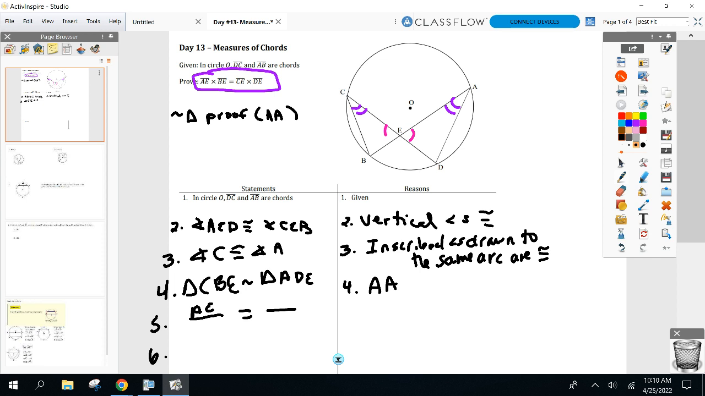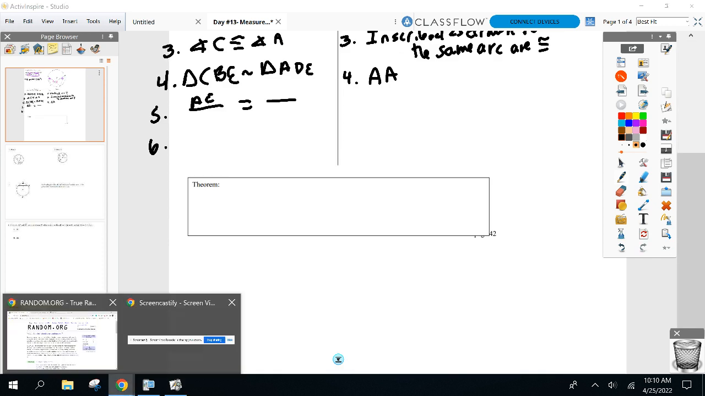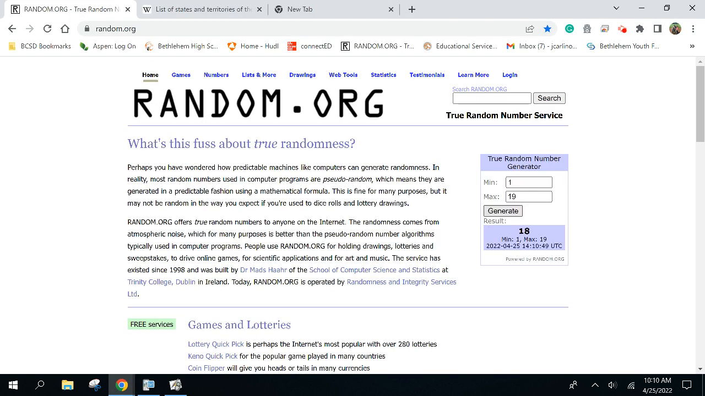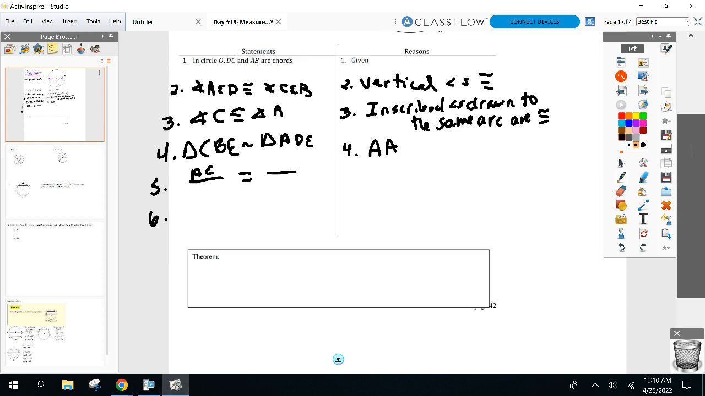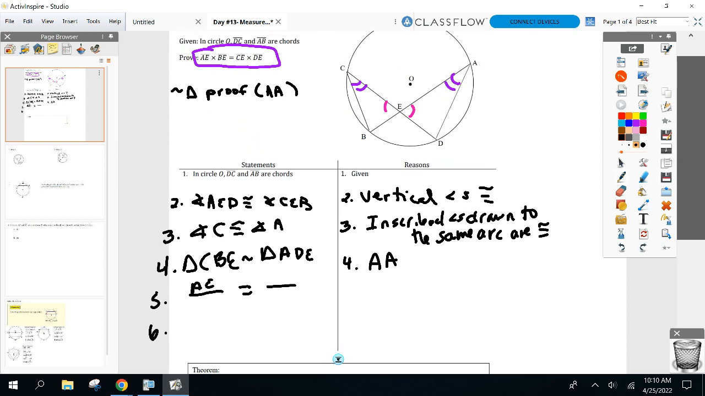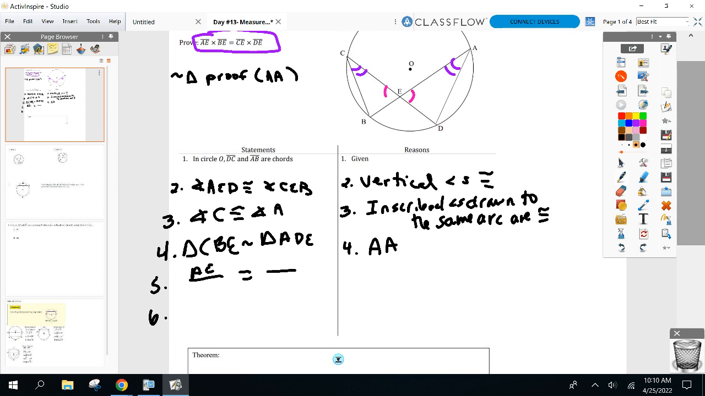Only one spot I can put BE. If I'm going to multiply it with AE, where does BE have to go right now in my proportion? If it's going to get multiplied by AE, where does BE have to go? It's got to be multiplied with it. If I put BE right underneath, Adrian, there's no way those two are going to get multiplied. Across from it and under it.